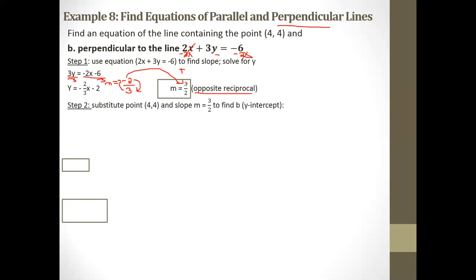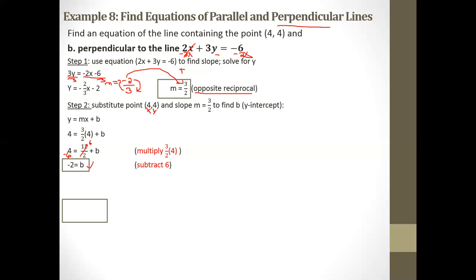Now that we have our slope, we're going to substitute that ordered pair, the point that we're given, x and y, and the slope into the slope-intercept form of the equation. We'll get 4 equals 3/2 times 4 plus b. We're going to multiply 3/2 times 4. We'll get 12/2, which simplifies: 12 divided by 2 gives us 6. So we're going to subtract that 6 from both sides, and we'll get b equals negative 2.